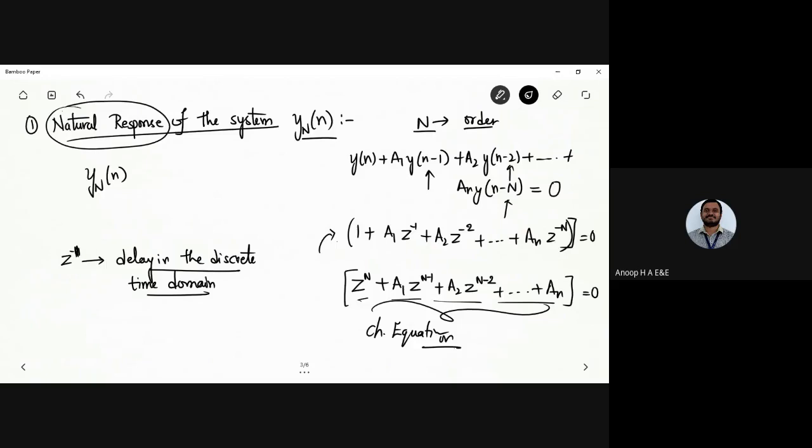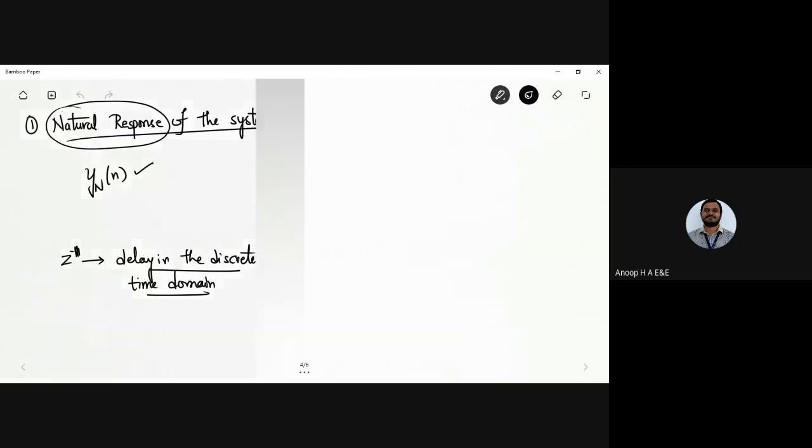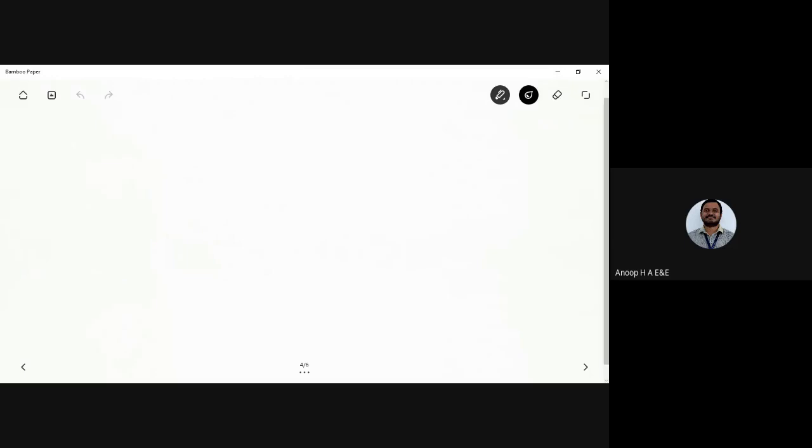Once it has been changed with a slight alteration, where z is raised to the order of the system, capital N, you will have the characteristic equation. So now it becomes quite easy for me to write down the natural response of the system. The roots of the characteristic equation play a major role in determining the natural response of the system.